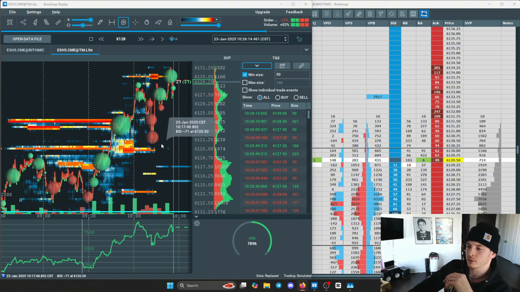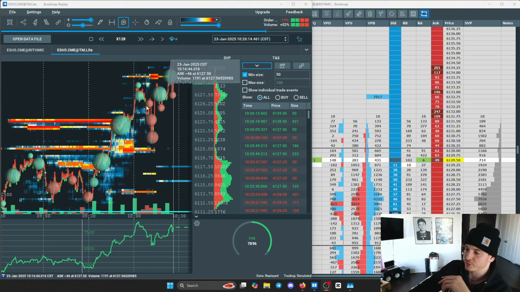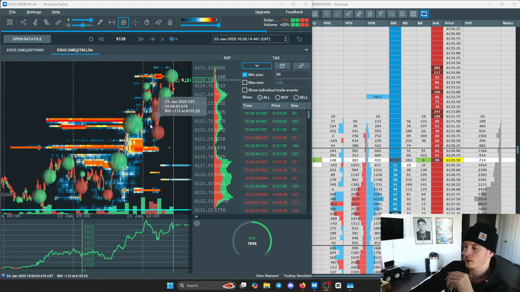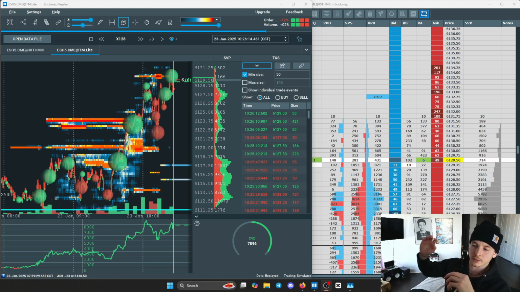And then also right here, just another reason to stay in the trade. After you get that sweep downward, you see the buying volume step right back in. So that was a CVD divergence trade thesis again for you guys.